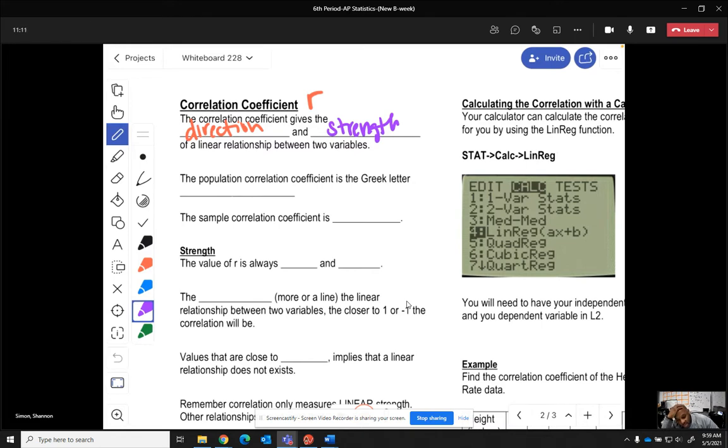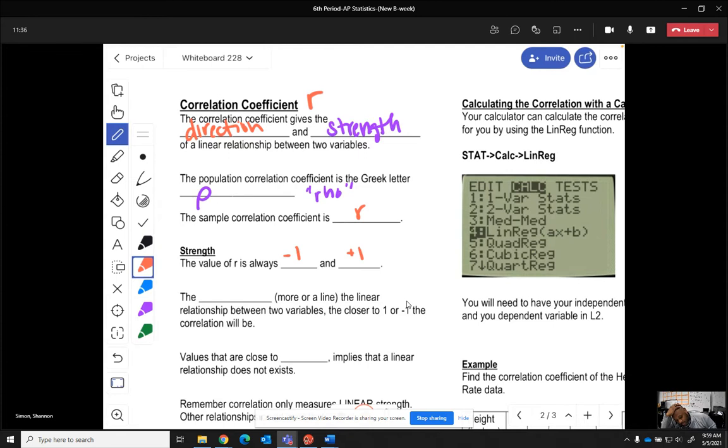We call the population correlation coefficient the Greek letter rho. And the sample correlation is the value R. So we call the sample correlation R. That's what we're going to be interested in. And the value of R is always between -1 and +1, inclusive, which means it can include these values.